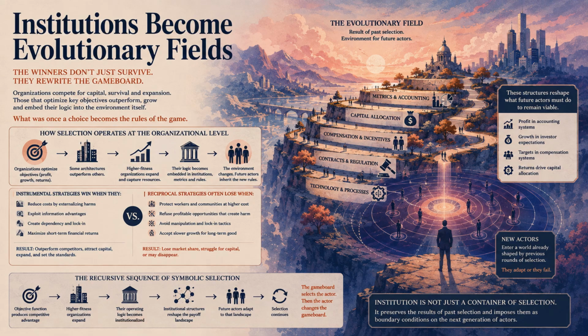Selection operates on strategies. Winning strategies alter institutions. Institutions alter the payoff landscape. The altered landscape changes which strategies become adaptive in the next round. So we get a recursive map: objective function, strategy, payoff advantage, institutionalization, modified boundary conditions, new selection pressure, right?